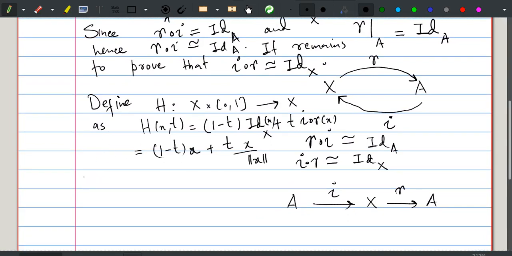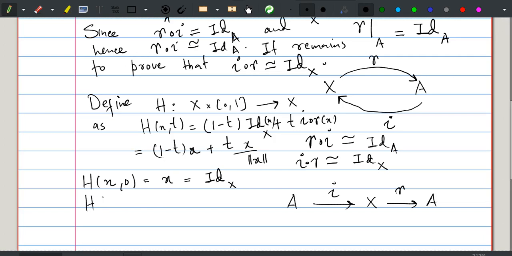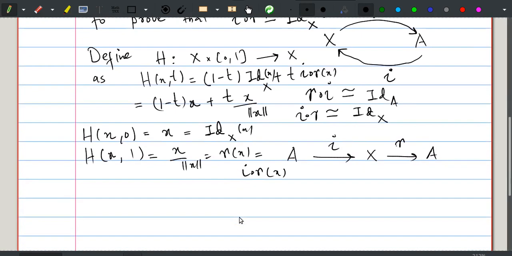So when we restrict h to 0, we get x, and that is the same as identity on x. And similarly, when we restrict h on 1, we get x over norm of x, that is R of x, which is the same as I of R of x, because I is the inclusion map, it won't make any difference. So this is I of R of x. So this proves that these two maps are homotopic.